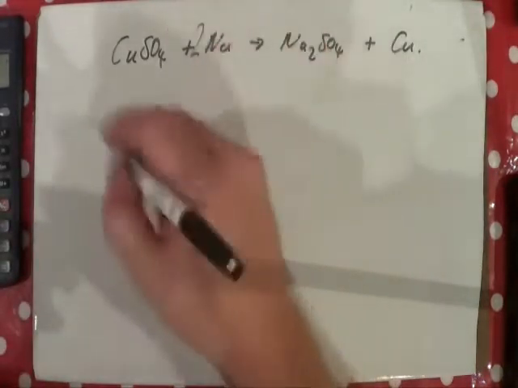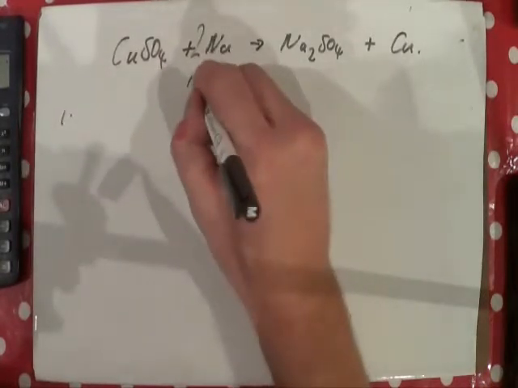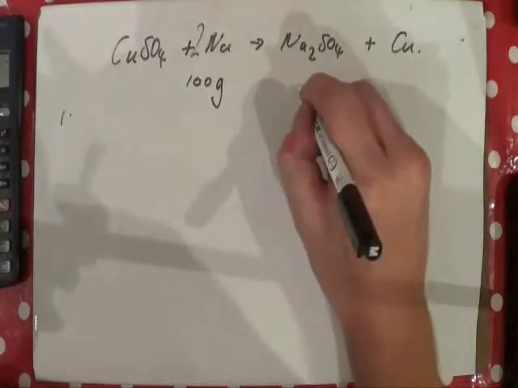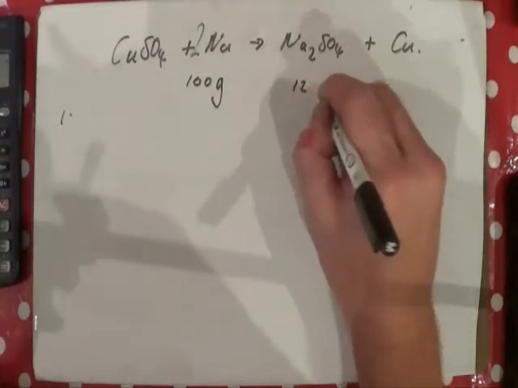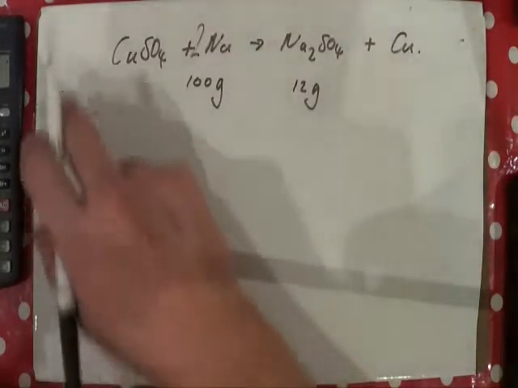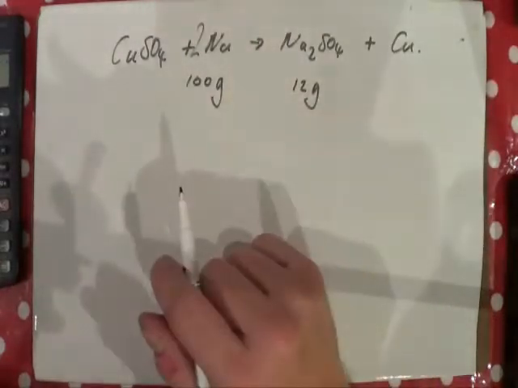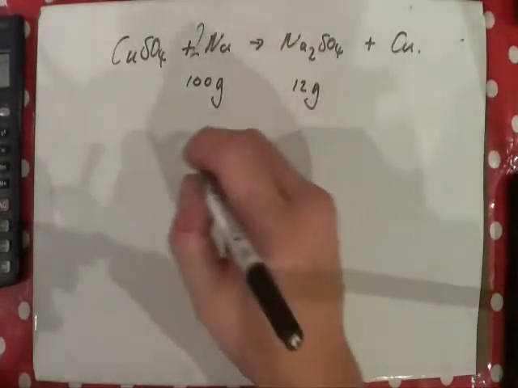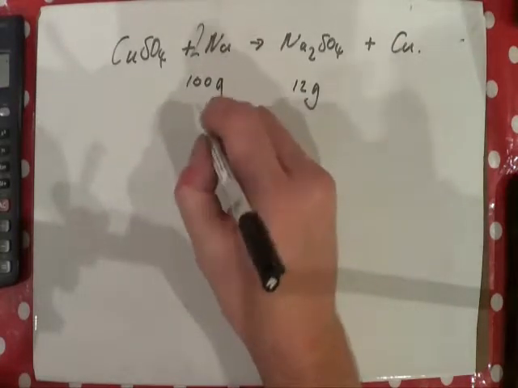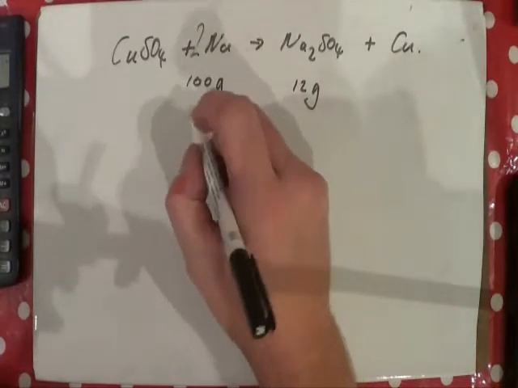Okay, so let's say we started off with 100 grams of sodium and we made 12 grams of this product. We've got to work out what the percentage yield is. So again, pause the video and do it, guys, if you think you've got this cracked by now. If not, please just watch and hopefully it will click.